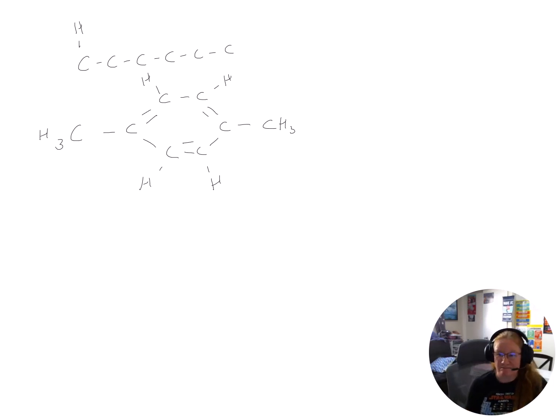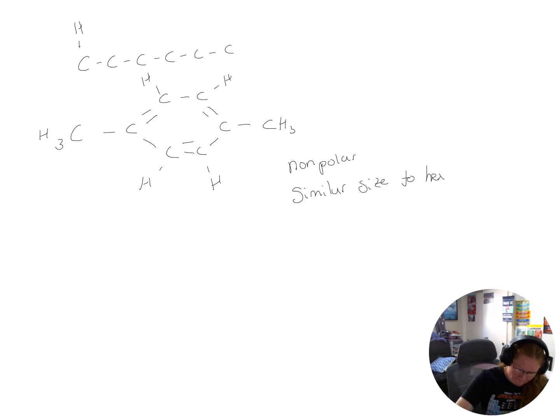So the xylene, do you think it's polar or nonpolar? It's nonpolar. And it's a similar size to that hexane. It's a little bigger, but it's a similar size. So it's nonpolar. So do you think they're miscible or not miscible? Yeah, should be.